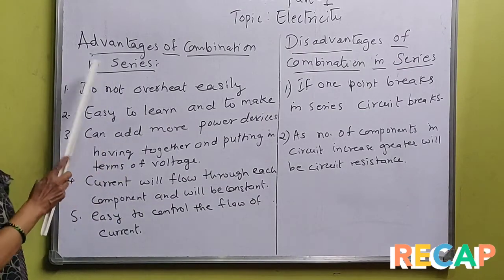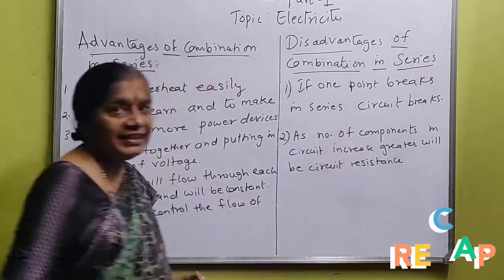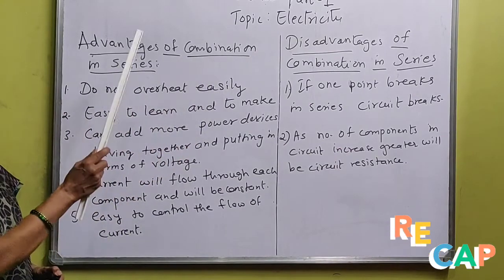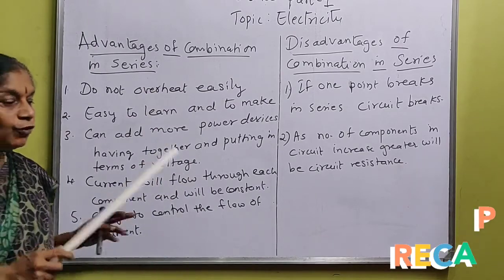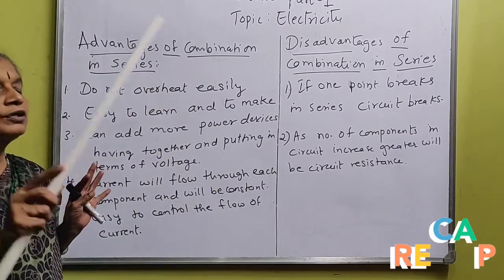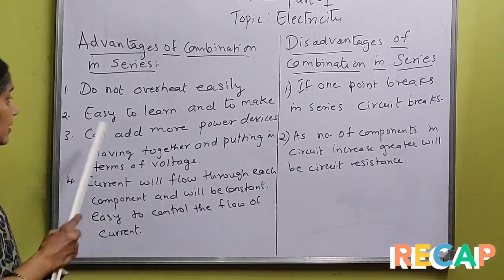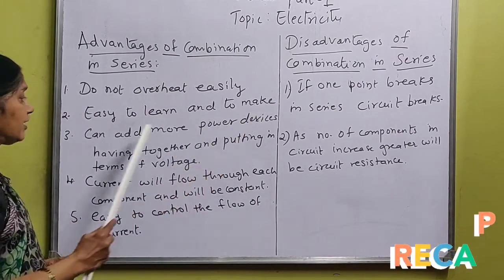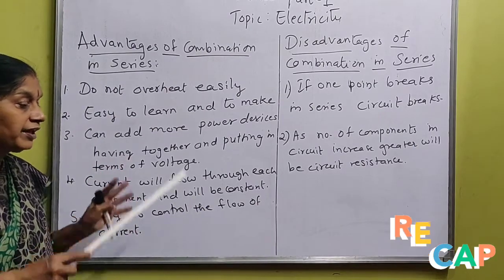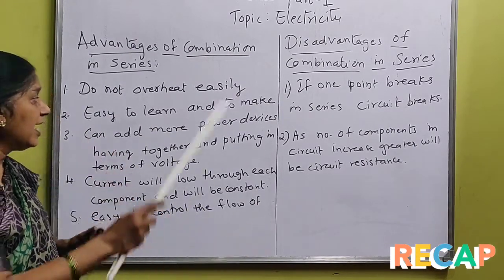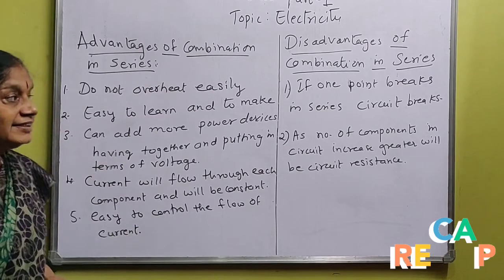Now let us see what are the advantages and disadvantages of combination in series. First let us see the advantages of combination in series. First advantage, they do not overheat easily because the flow of current is constant throughout the resistors. The devices do not get overheated very easily. Second, easy to learn and to make, means the resistors are joined side by side, so we can join the resistors very easily and we can find the resistance of the combination in series very easily.